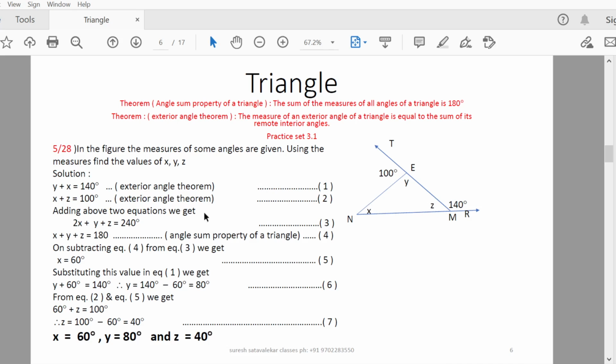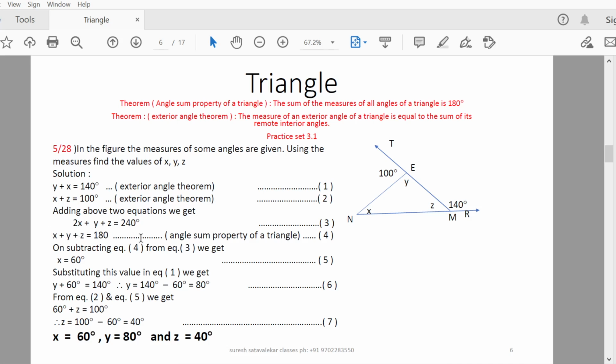Now adding the above two equations, here x and this x becomes 2x, y is alone, so this is y, and z is alone, z. 140 plus 100 is 240. Now x plus y plus z is equal to 180. This is the angle sum property of a triangle. The sum of the measures of all the three angles of a triangle is 180 degrees.